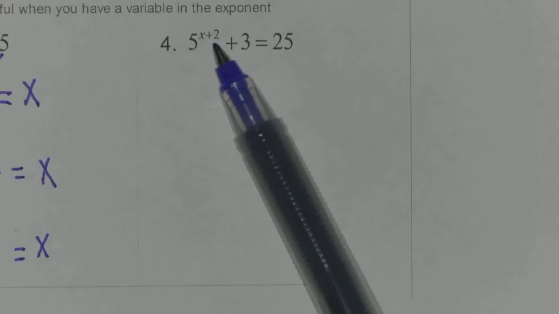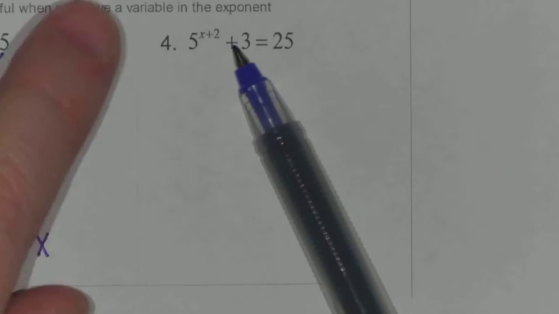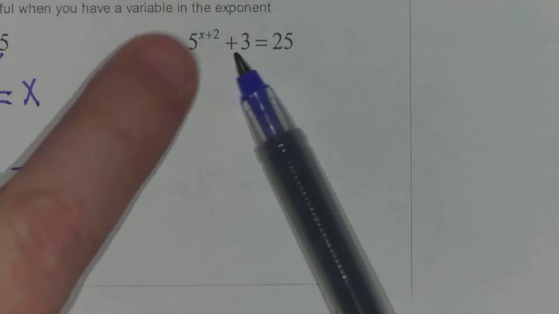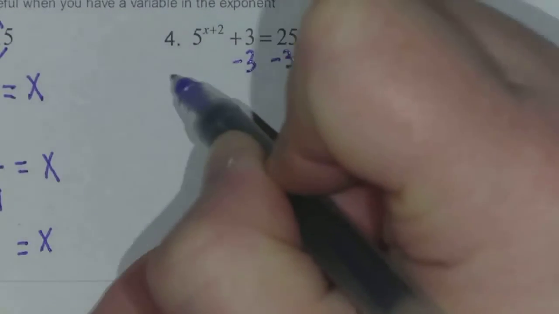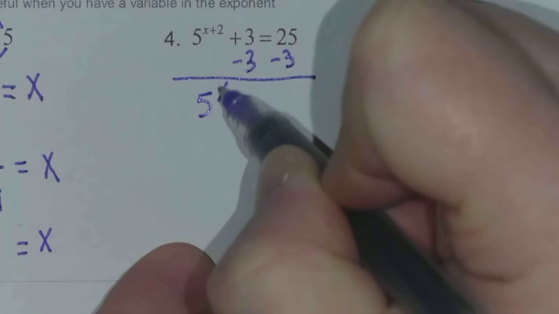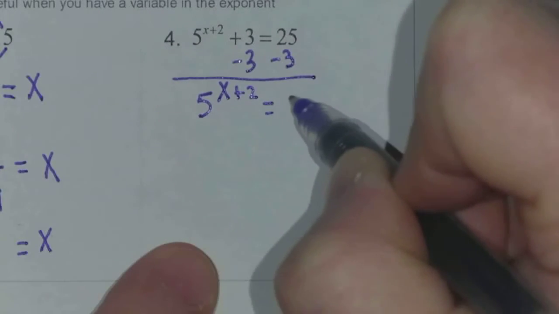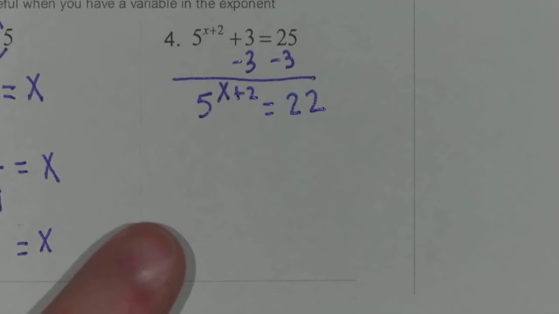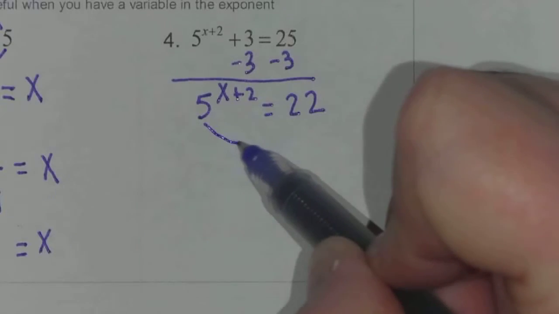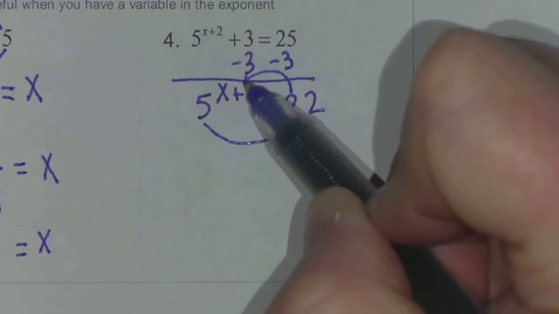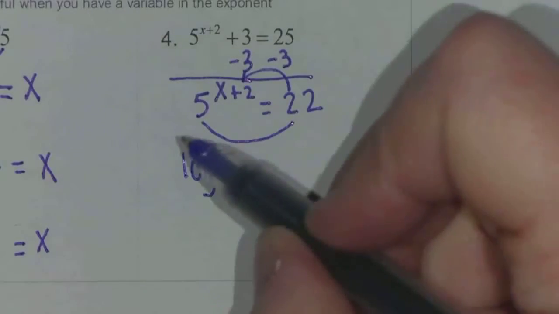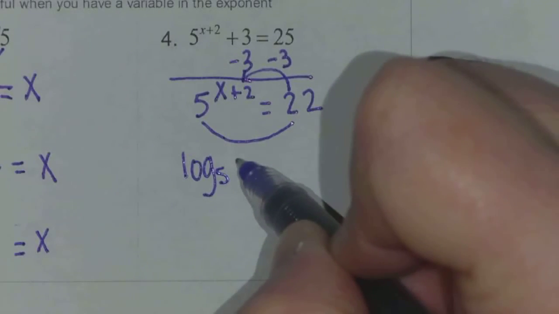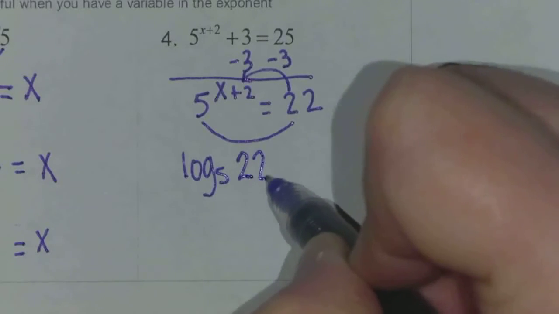In order to write this one in logarithmic form, I need to get the exponential part by itself. So I'm going to subtract the 3 over. So I have 5 to the x plus 2 power equals 22. Now I can circle it around and rewrite it. You guys shout out for me, what's it going to be? Log base 5 of 22. Excellent.